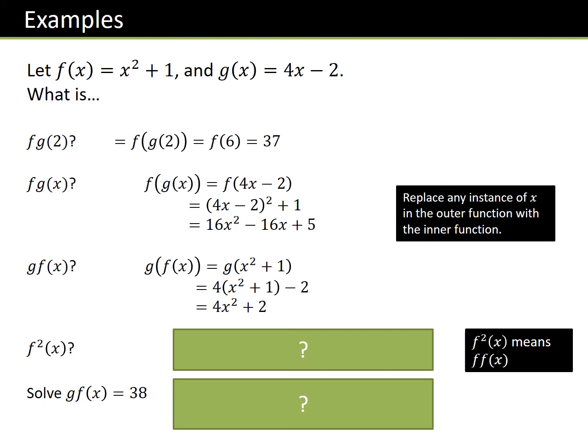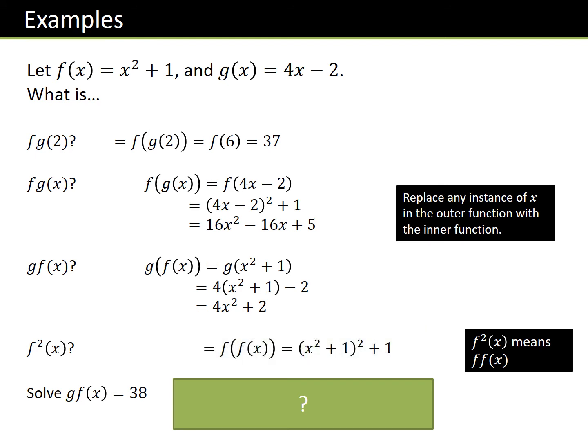Now here, I've got slightly different notation. I've got f squared of x, which doesn't mean squared, it means do f twice. So it's not a squared function, it is f of f of x. So if I do f of f of x, I've got (x squared plus 1) all squared plus 1.